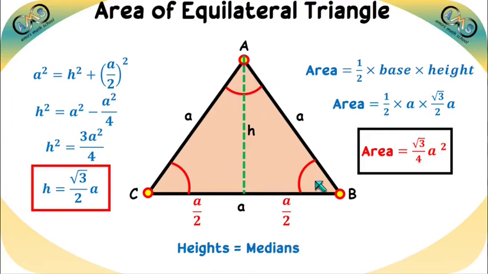So, in case of an equilateral triangle, the height and medians are equal. So the value of the median in case of an equilateral triangle is also square root of 3 by 2 A.